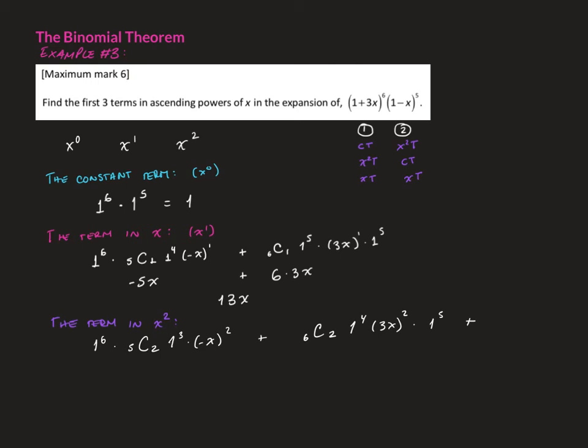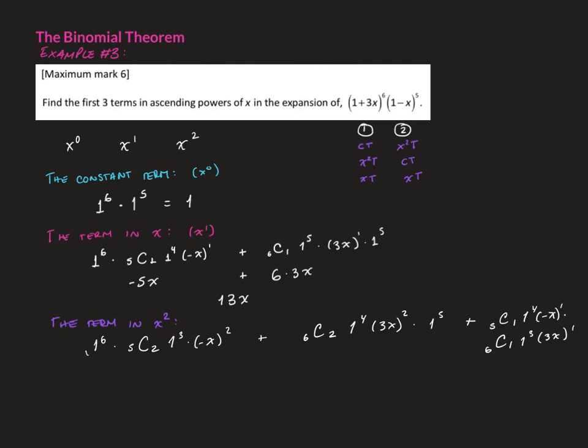Lastly, we have the x terms in both binomials. So that should be the term combination 5 and 1, 1 to the power of 4, minus x to the power of 1, times combination 6 and 1, 1 to the power of 5, 3x to the power of 1.